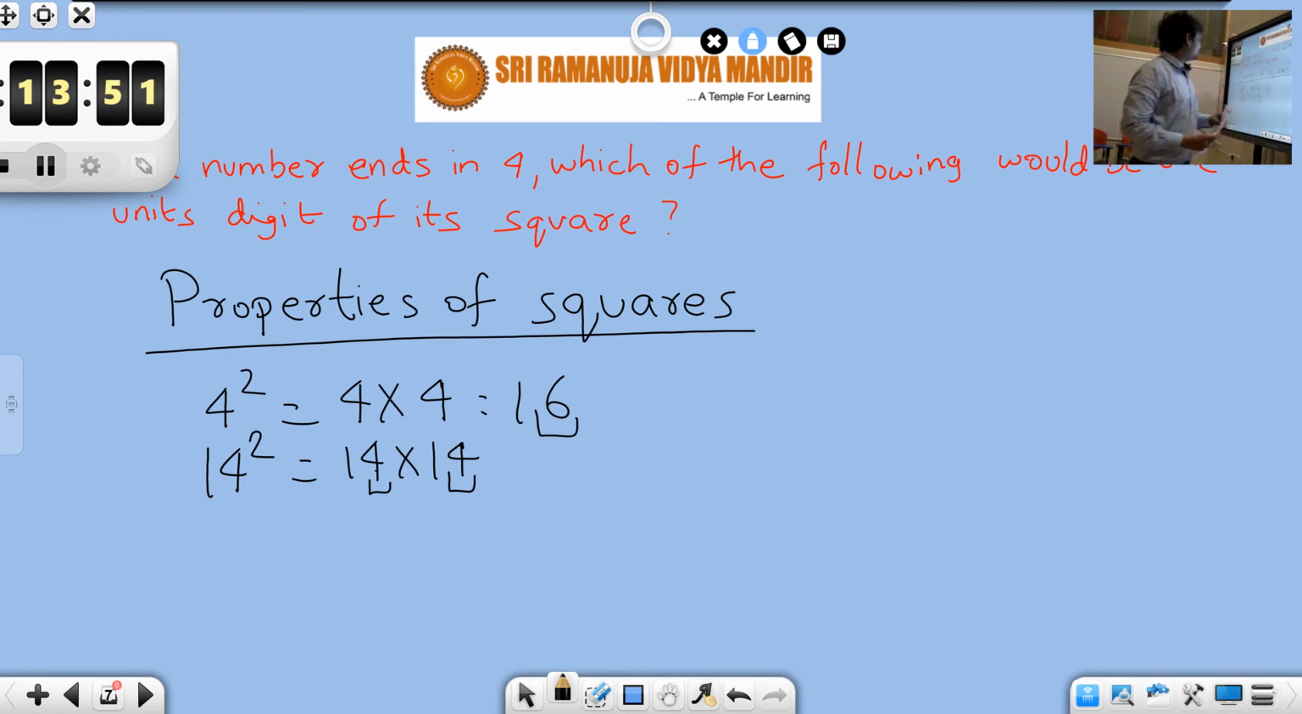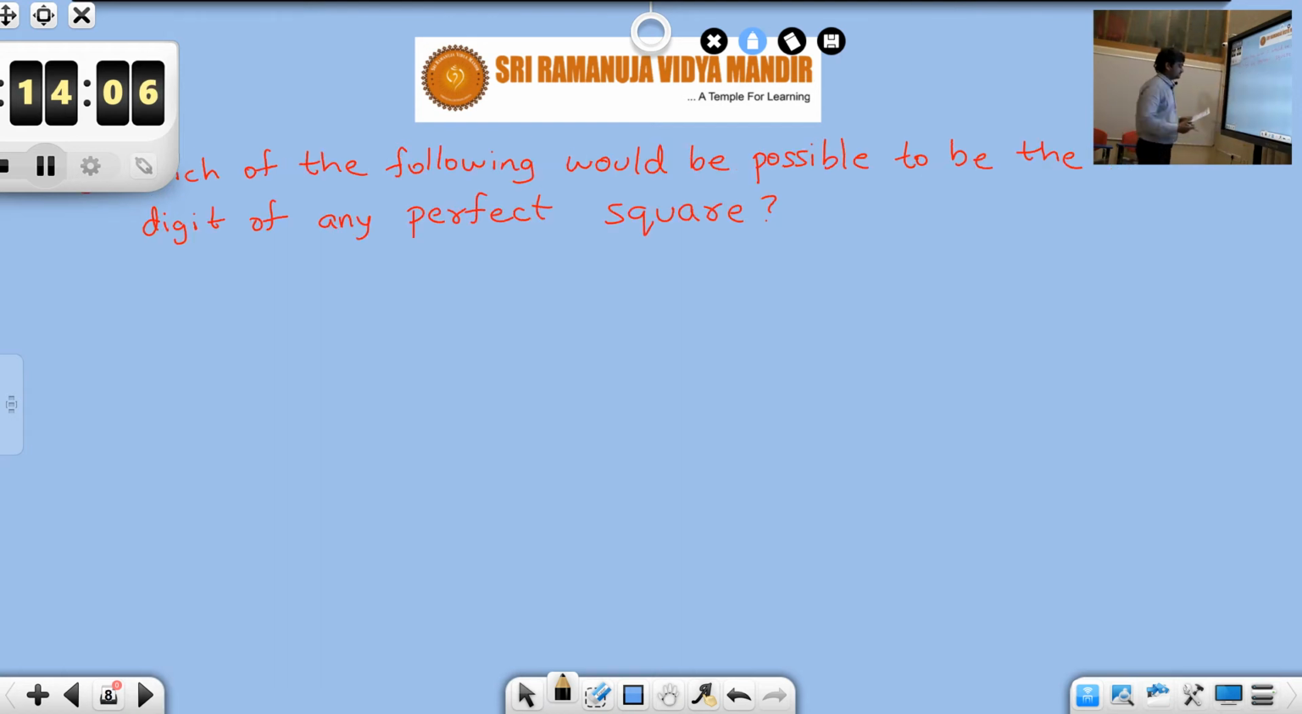Right, students? Hope this is clear. This is one of the properties of squares which we have discussed in our last lecture. So whenever a number ends in 4, its square will always end in 6. Let's look at the next question.